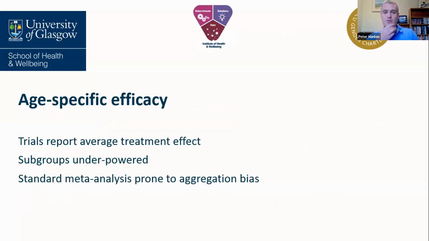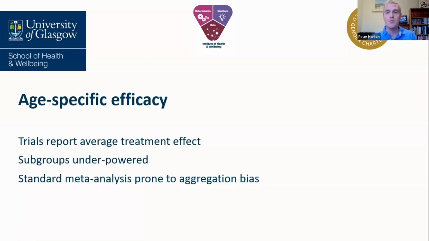So the first bit of work we looked at was really whether the efficacy of these newer treatments varies depending on how old someone is. And this is something that is hard to know from aggregate data because, as Tom mentioned, trials report an average treatment effect across the population. They often report age subgroups, but the subgroups themselves are underpowered. And the standard approach, as Tom laid out, to meta-analyzing these using aggregate data is prone to ecological bias or aggregation bias. So if you just look at the age of the trial population and then you look at different trials' results, you can make biased inferences about how efficacy differs by age if you don't have the IPD.